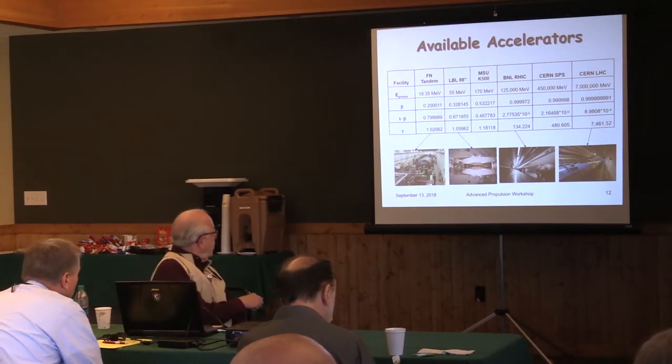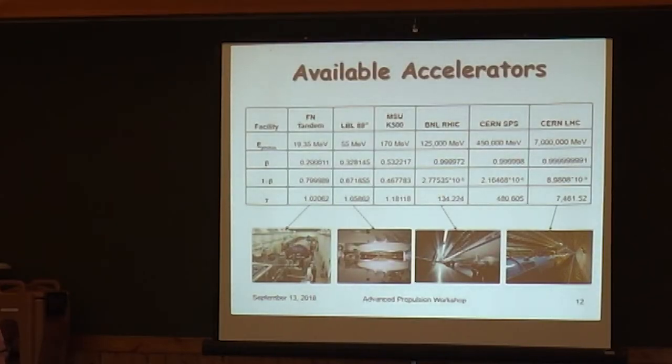This one is the tandem Van de Graaff that we have at the University of Washington. It will accelerate protons to 19.35 MeV. Down the coast from us, and a machine that I've done a lot of physics with over the years, the Lawrence Berkeley Laboratory 88-inch cyclotron will produce 55 MeV protons. Another machine I've used is the Michigan State K500 cyclotron, which will produce 170 MeV. A machine I spent 10 years working with is the Relativistic Heavy Ion Collider at Brookhaven, which will produce protons that have 125,000 MeV.